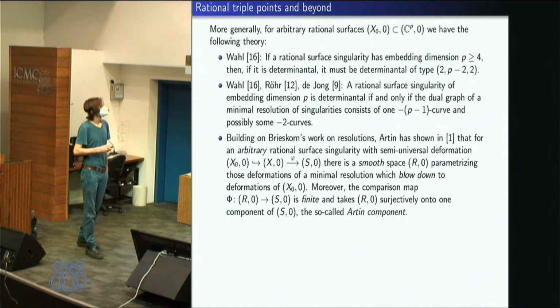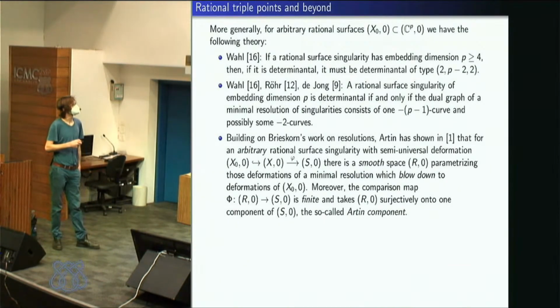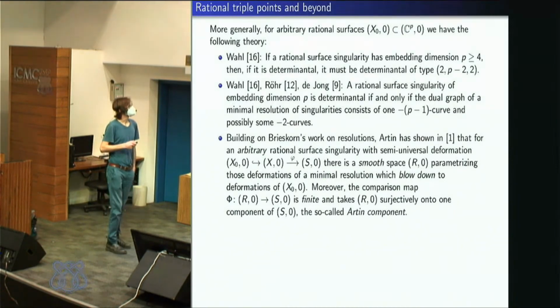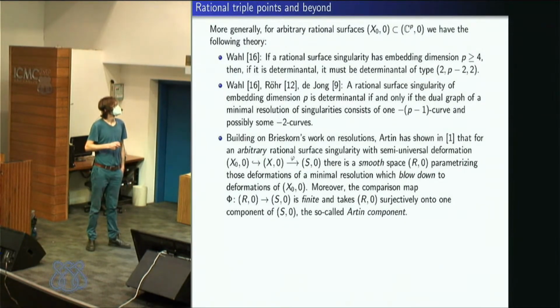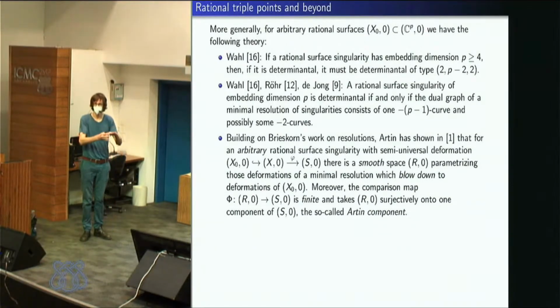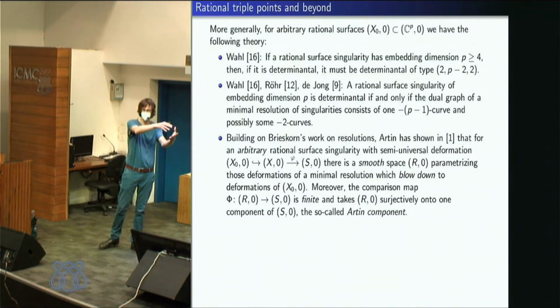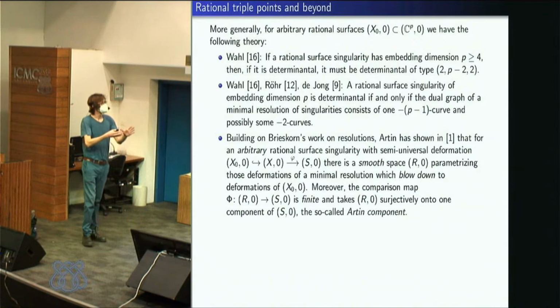so there is always a smooth base space which parameterizes those deformations of a minimal resolution that blow down. And you can again get such a comparison map, and it takes this smooth parameter space surjectively onto one component, which is now called the Artin component of the deformation. So what we saw before in the very beginning example, here is another generalization of that.